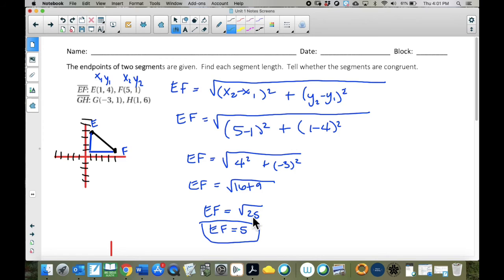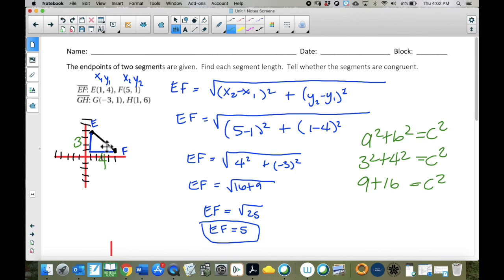That's doing it by the distance formula. Let me show you real quickly how to do the Pythagorean theorem. If you counted here, 1, 2, 3, 4, this side is 4 units long. 1, 2, 3, this side is 3 units long. I could do the Pythagorean theorem. On the Pythagorean theorem, the A and the B, you can change them up. That doesn't matter. It's always the C is the hypotenuse. That's the one that's across from the right angle.